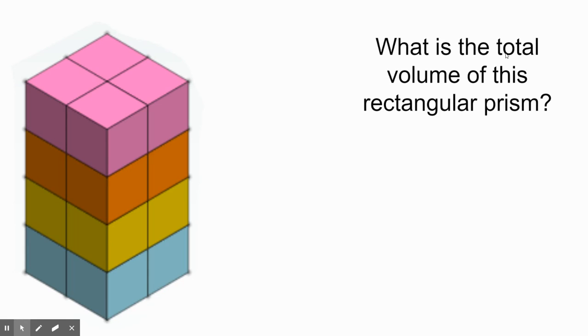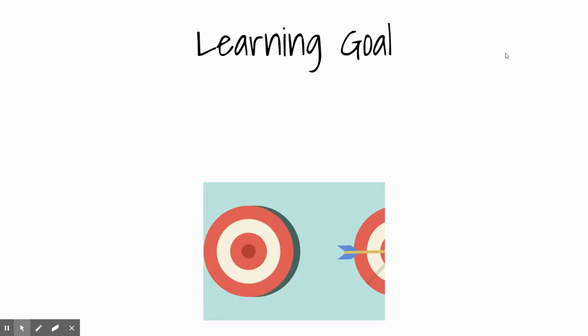So if we know the amount of cubes in one layer, we can use that to find out the total volume of all of the prism by looking at all of the layers. So what is the total volume? It is 16 cubic units, and you could have done 4 plus 4 plus 4 plus 4, or you could have simply done 4 times 4. And that would give you an answer of 16.